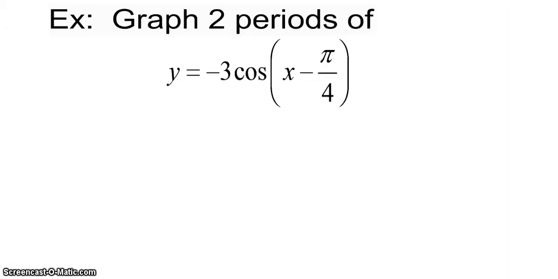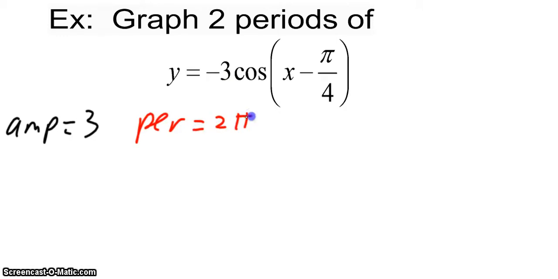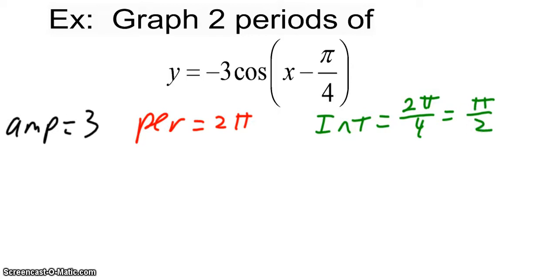So, graph two periods of y equals negative 3 cosine of x minus pi fourths. Our strategies are exactly the same as for sine. That's why we're not going over them again. So let's find everything. Amplitude: 3, the absolute value of that number. Period: 2 pi over B. B is 1, so it's 2 pi. Intervals: period over 4, which is pi halves. Vertical shift: there is nothing added or subtracted outside of the function, so that's 0.